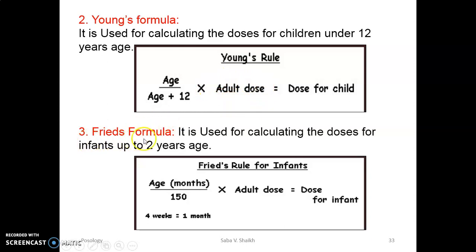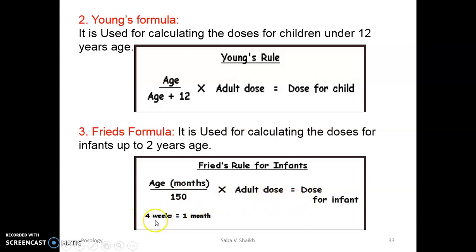Third is Fried's formula. It is used for calculating the doses for infants up to 2 years of age. The key point is that below 2 years, you can use Fried's formula: age in months. Here the key point is months. You have to remember that in Fried's formula, the age should be written in months, upon 150 into adult dose, equal to dose for infants.